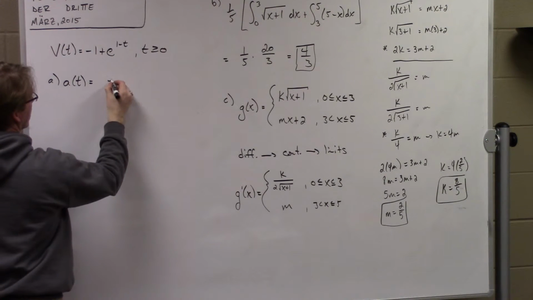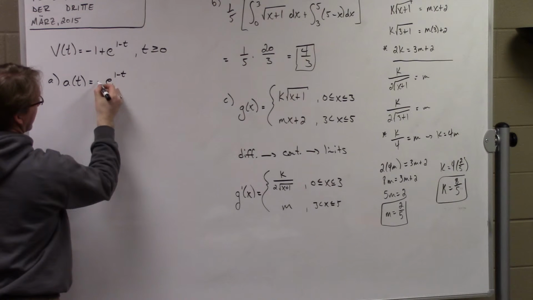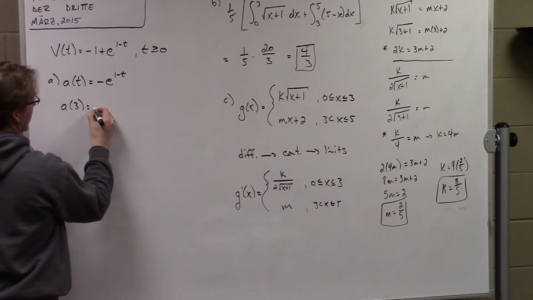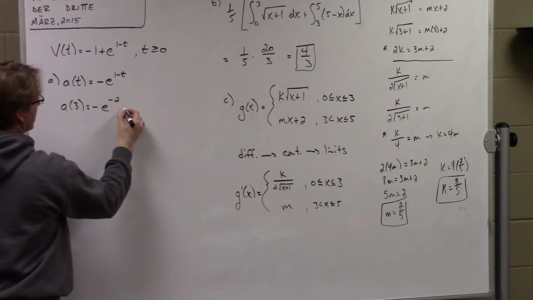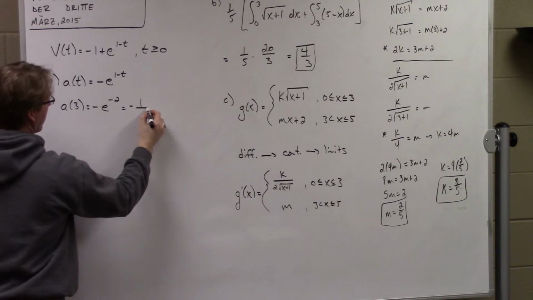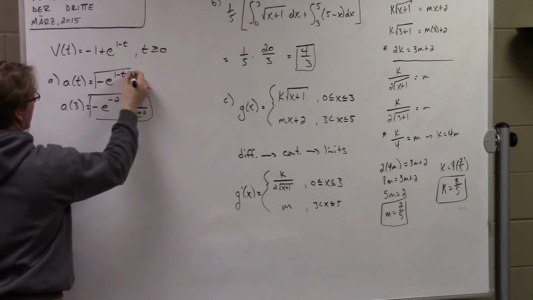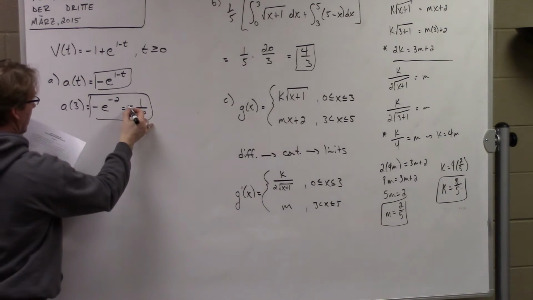This is going to be a chain rule. We get e to the 1 minus t, but then you chain it and you get a -1 there. So a of 3 is going to be -e. Stick in 3, you get -2. You could also write that as -1 over e squared. Either one of those would work. So you need to find the velocity and plug in that.